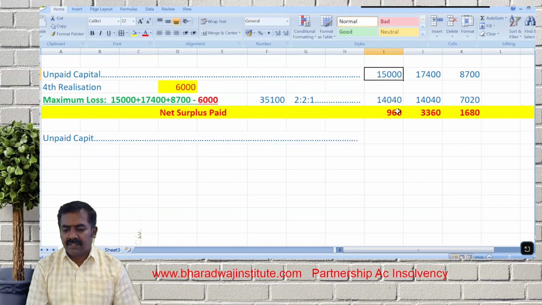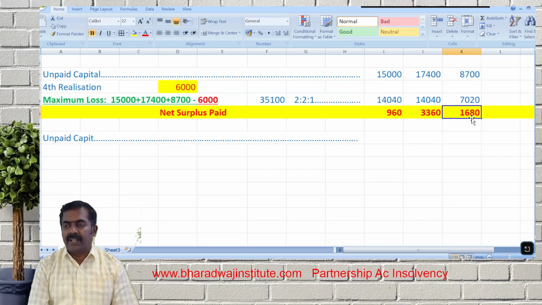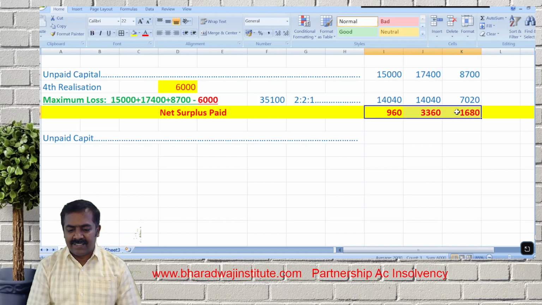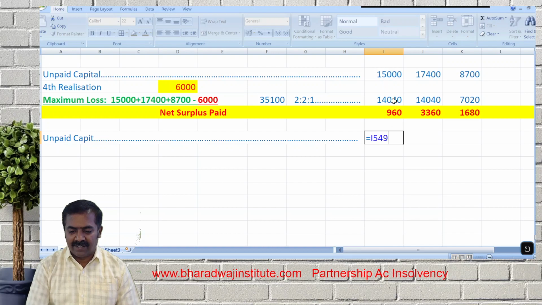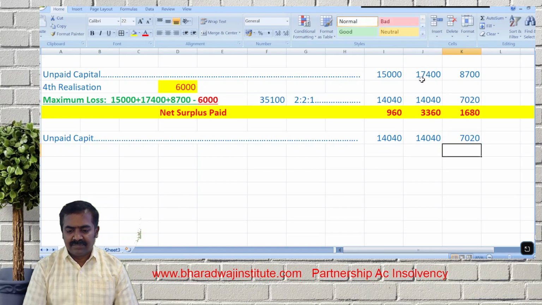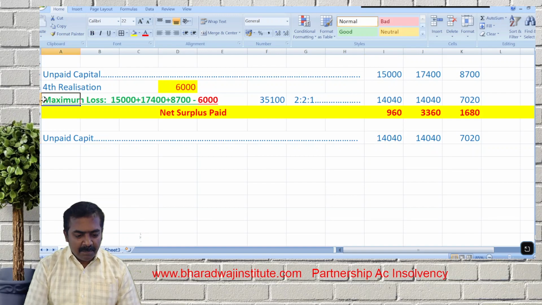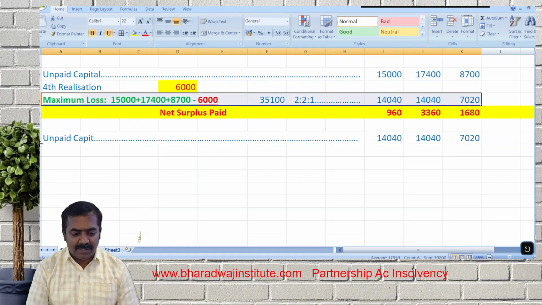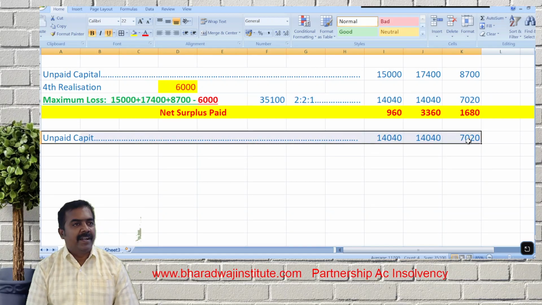15,000 minus 960, 17,500 minus 3360, 8,700 minus 16,808, we can put it in shortcut. This minus this will give us maximum loss. We can carry forward the maximum loss as it is. If there is no deficit, you can carry forward. Otherwise 15,000 minus 960 comes to 1440. Otherwise previous maximum loss will become unpaid capital now.